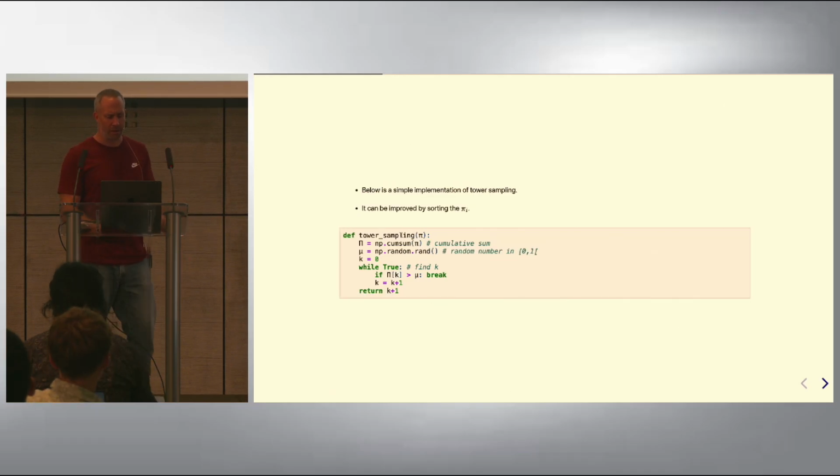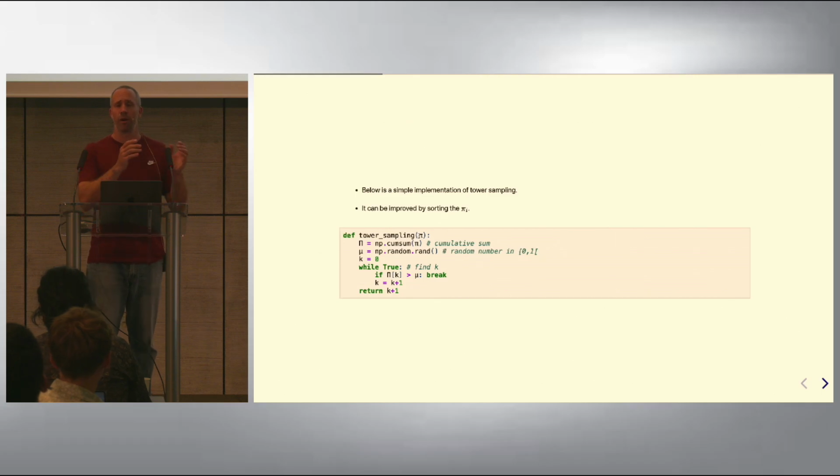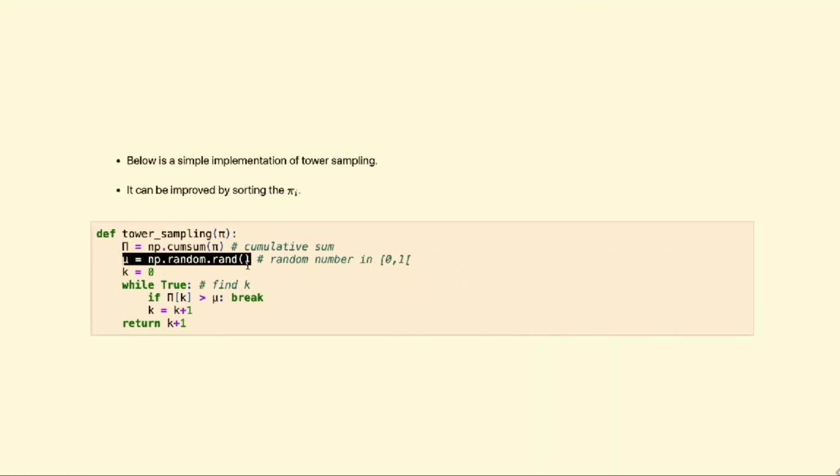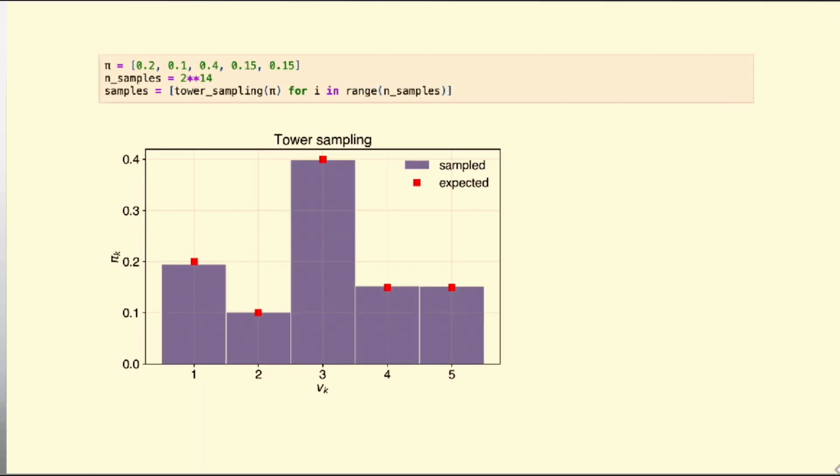Imagine I have this function in Python. I give it a list of probabilities. I construct the cumulative sum, put this in big pi. I draw a random number mu between 0 and 1. And this loop identifies in which box I am. So this is linear in terms of computational cost. One can do better than this, but this is really just for illustration.